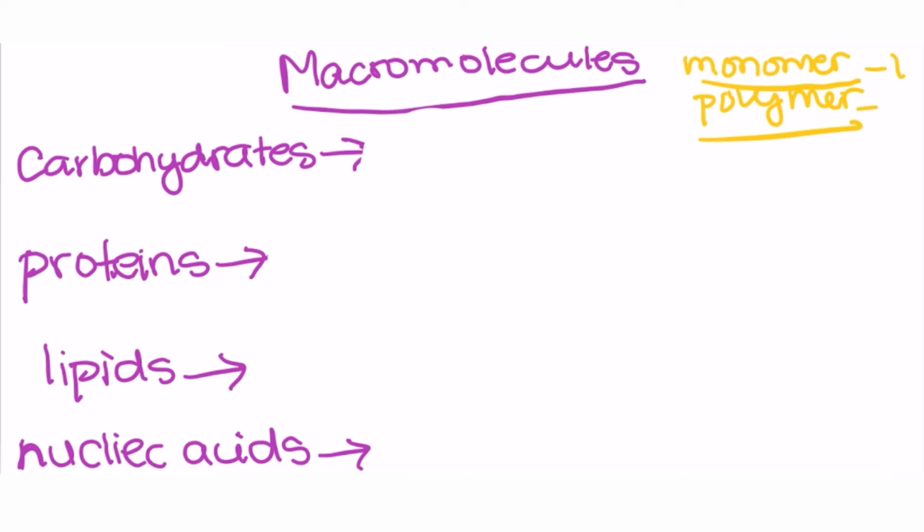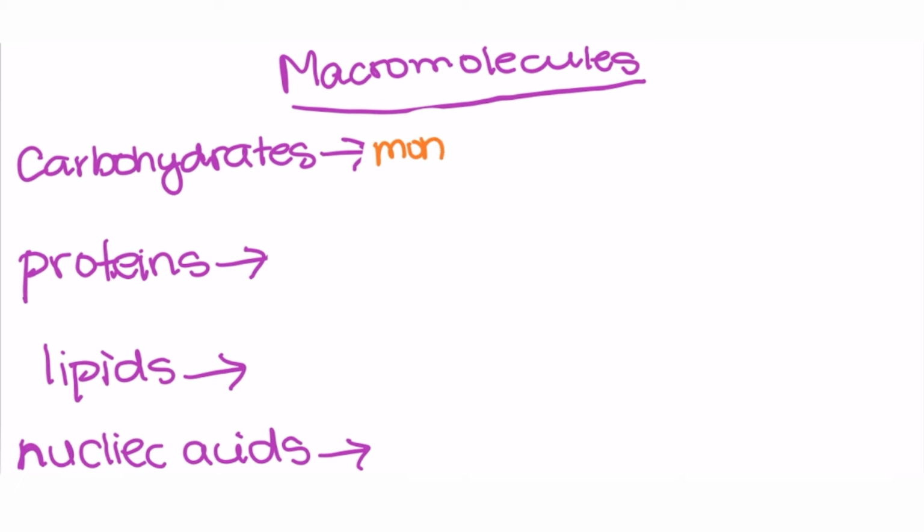So each of these macromolecules has a basic structure which only contains one of these molecules. That, as we just learned, would be the monomer. And several of that individual type of molecule combine together to form the polymer. So we're going to start with carbohydrates. In carbohydrates, the monomer is known as a monosaccharide, and the polymer is known as a polysaccharide.